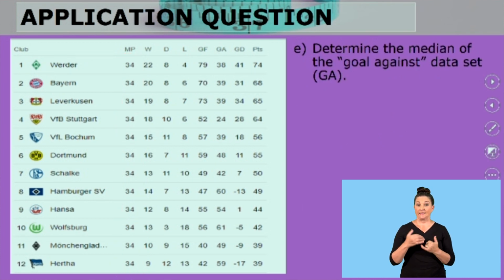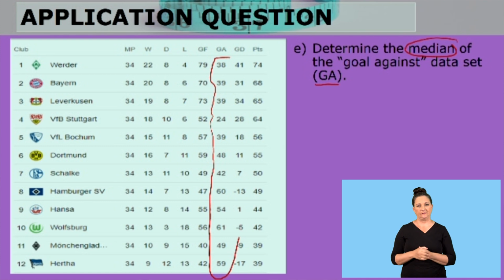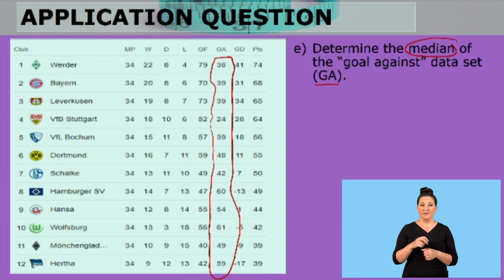Determine the median of the goals against data set, the one for GA. We're looking for the median. So the goals against are all these values. Let's just get them highlighted for you guys. In order to find the median, we first need to arrange all the values in ascending order.